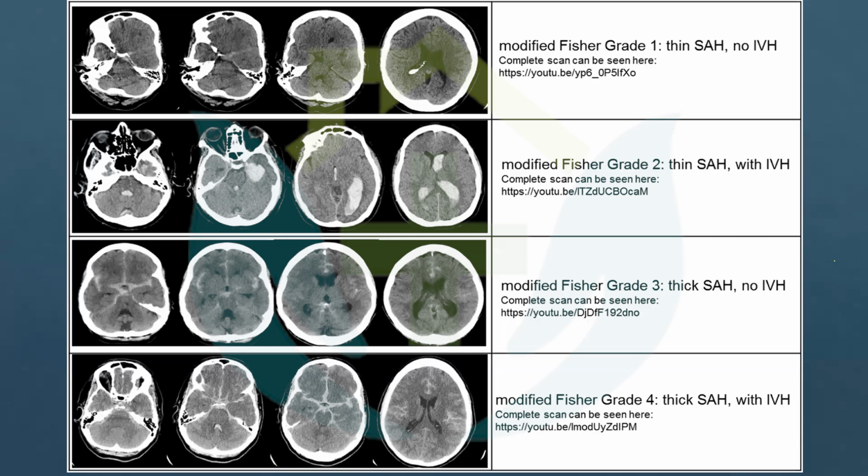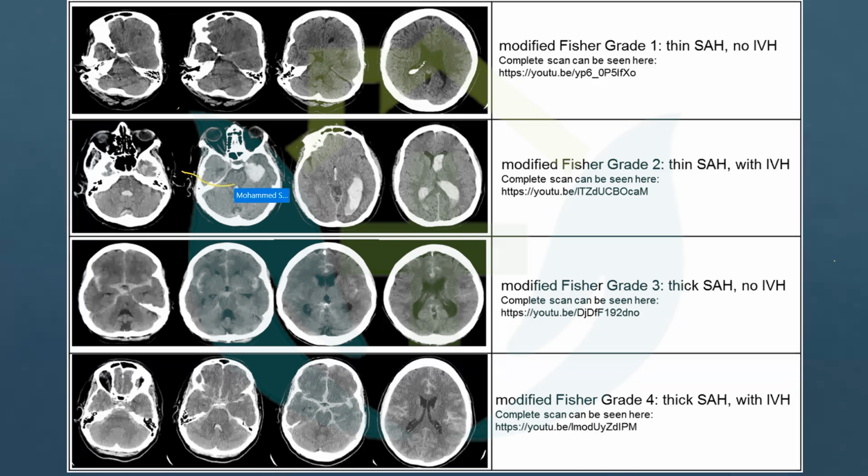Okay. So thin SAH with and without IVH is 1 and 2. Thick SAH, that is more than 1 millimeter in size, with or without IVH will be 3 and 4. That's what it is, right? Yes. So in your patient, what will be your grading?